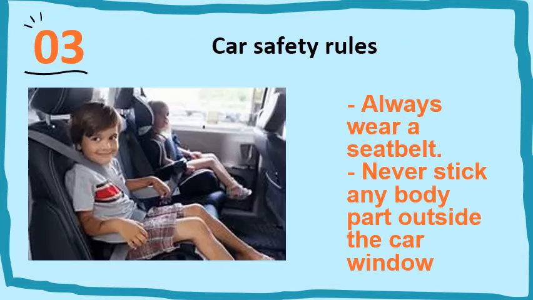Next, we have the car safety rules. When you're in a car, remember, you have to wear a seat belt. Always wear a seat belt. Awak masuk je kereta, awak kena pakai tali pinggang. Seat belt. We have learned about this item. It is called seat belt. And remember, never stick any body part outside the car window. Saya tak nak awak buka tingkap, lepas tu keluarkan kepala awak. Tidak boleh. Membahayakan keselamatan awak.